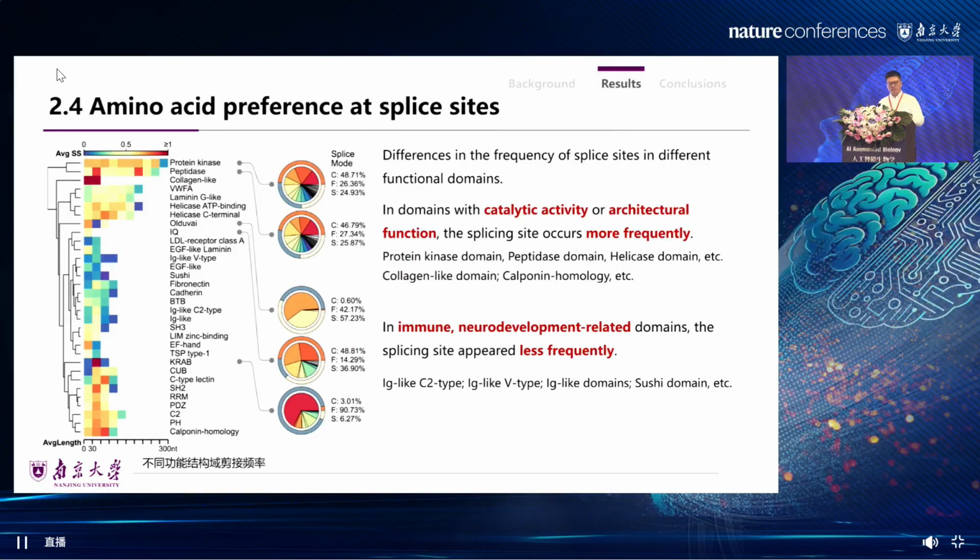But we found differences in the frequency of splice sites in different functional domains. In domains with catalytic activities or architecture functions, the splice site occurs more frequently, such as the protein kinase domain and peptide kinase domain, which have many splice sites. But in immune and neuron development related domains, the splice site appears less frequently.